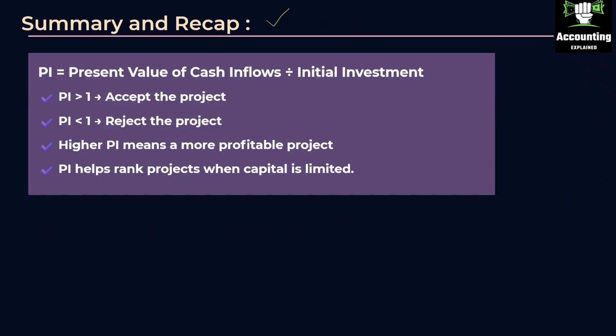Let's have a quick recap of what we have learned so far. PI is equal to present value of cash inflows divided by initial investment. In your exam, cash inflows, initial investment, and discount rate will be given. Just you have to find out the present value of cash inflows with the help of the discount rate given and then divide it by initial investment. Now, if PI is greater than 1, accept the project. PI is lesser than 1, reject the project. Higher PI means a more profitable project, and PI helps rank projects when capital is limited.